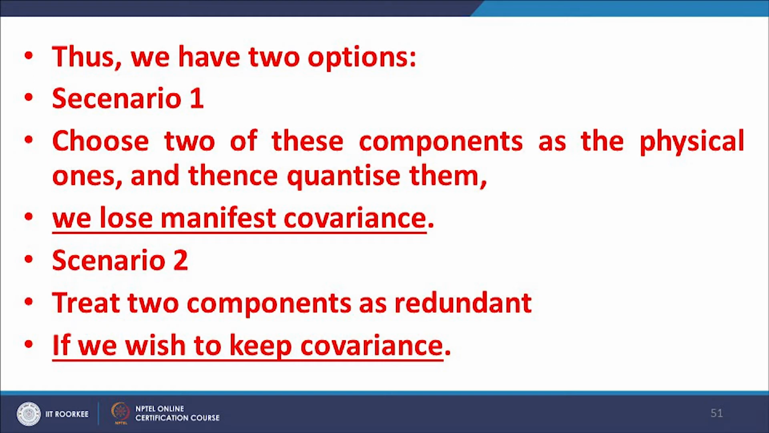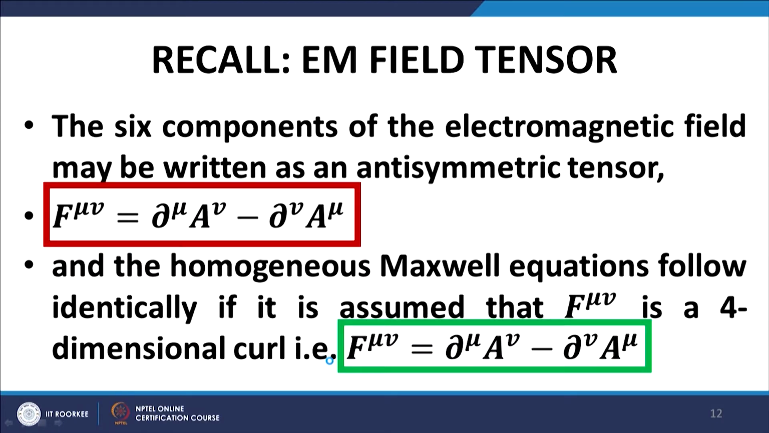So, we really have 2 choices. We can choose 2 of these components as the physical components and then quantize those 2 components, but in this case we lose Lorentz covariance. On the other hand, we can treat the 2 components as redundant and retain Lorentz covariance. Let us do the first approach.